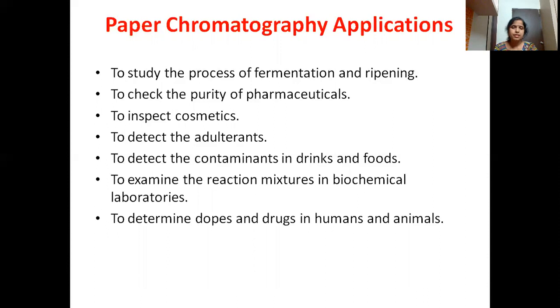To detect contaminants in drinks and foods, the same thing. To examine the reaction mixtures in biochemical laboratories. In biochemical laboratories, whether the reaction is proceeding or not, we can check by paper chromatography. To determine dopes and drugs in humans and animals. Drugs or doping may be taken by athletes. So in a doping test, we can take the blood sample and check whether he has taken some drugs or not by using the chromatography technique. These are some of the applications of paper chromatography.